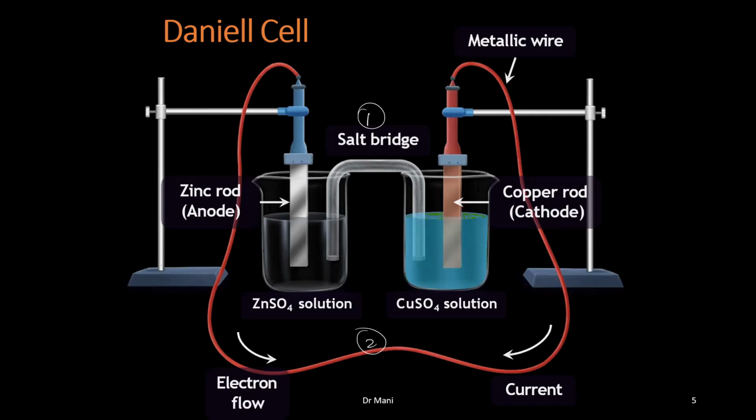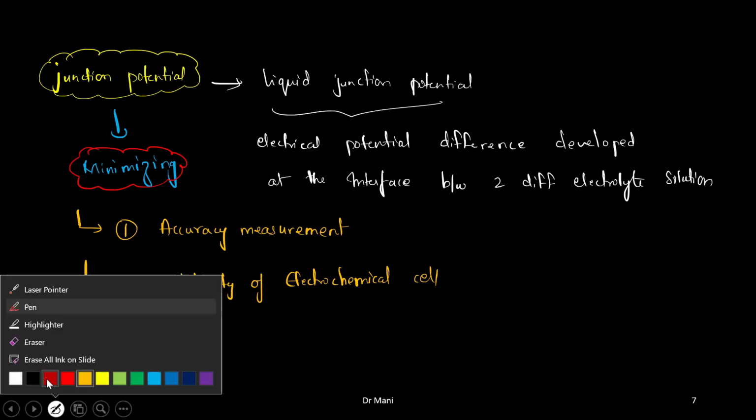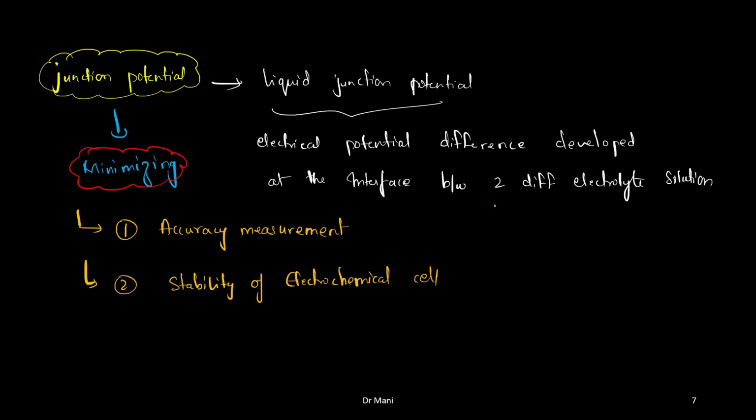The junction potential is the electrical potential difference that develops at the interface present between the two different electrolyte solutions. Understood? So why does it get produced? I didn't tell the reason yet. That's due to the different mobility of ions in the solution. I'll tell you what these different mobilities of ions in the solutions are, but just understand that the reason is the different mobilities of ions in the solution.